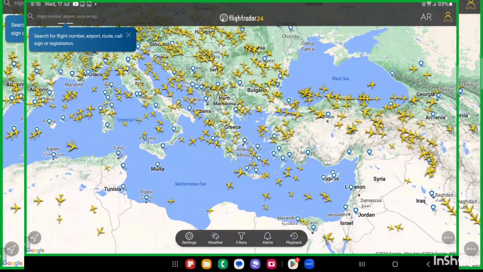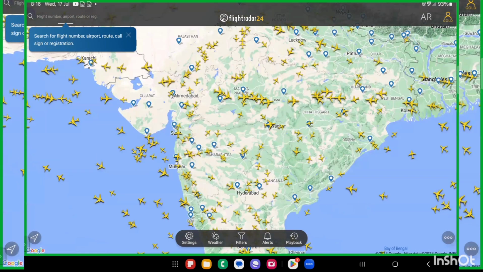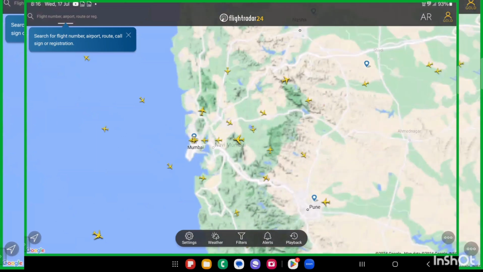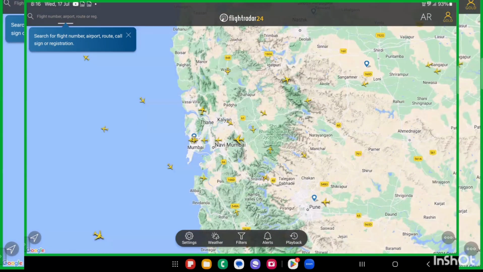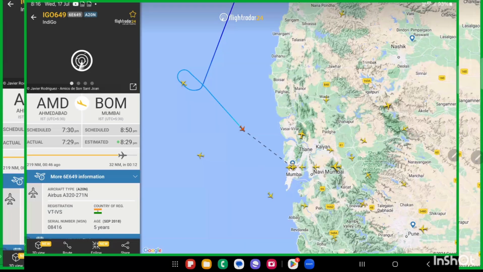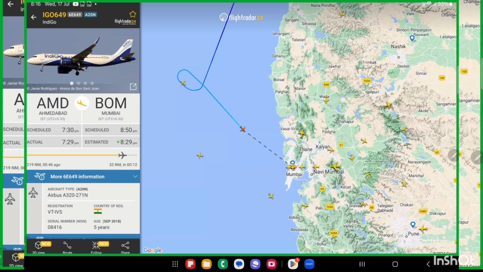Let's come to India. We'll take Mumbai as an example. Now, can you see these yellow symbols of aircraft flying? Yes, all of you can see it. Now I'm going to click on this aircraft. Can you see an aircraft highlighted? This red aircraft. Okay. So this aircraft is coming from Ahmedabad to Mumbai. So Mumbai airport is here. This is Mumbai airport.